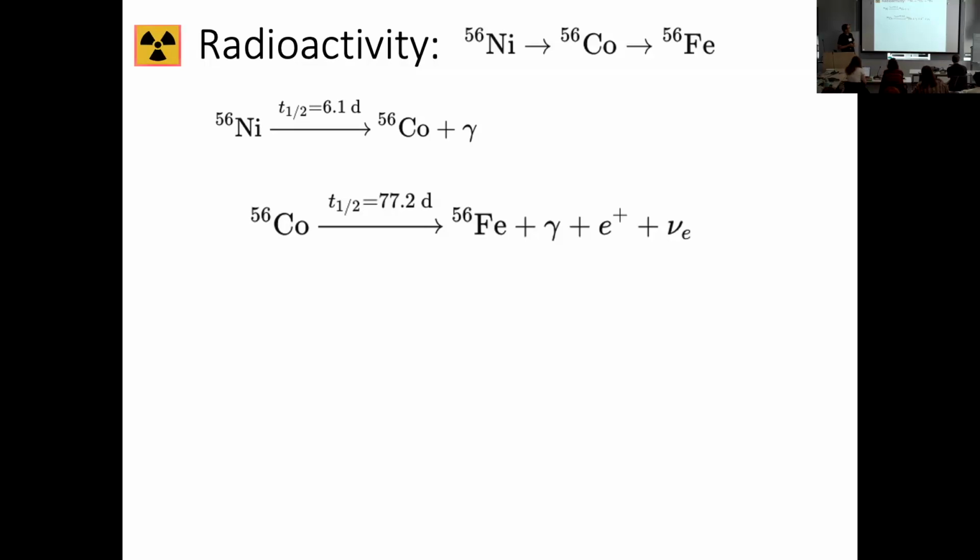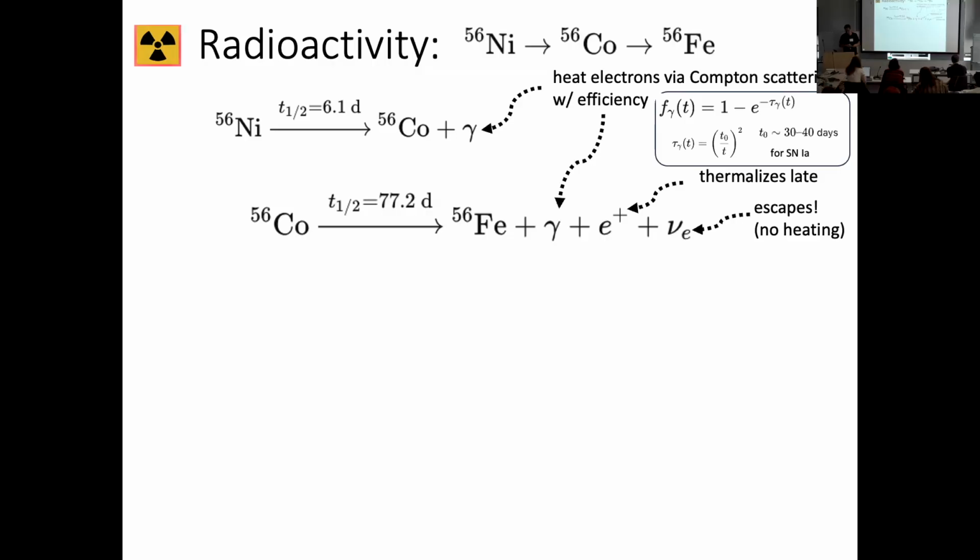You produce an excited nucleus which decays to the ground state and so emits a gamma ray. So the energy comes out in gamma rays. The cobalt then is also unstable with a half-life of 77 days, which decays to iron through the emission of a positron and a neutrino, as well as a gamma ray, or gamma rays. There's a whole spectrum of gamma rays. And so your neutrinos basically just escape because their optical depth is effectively 0. They have such low cross-section.